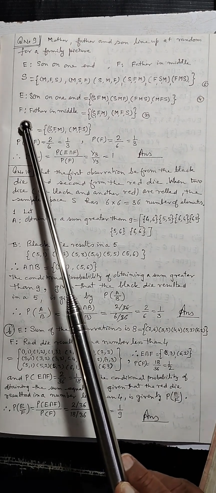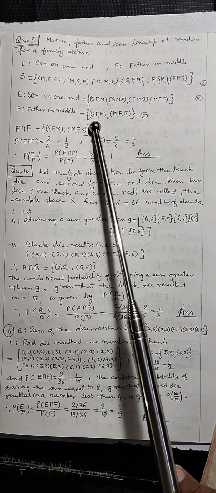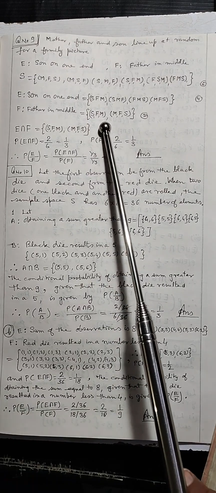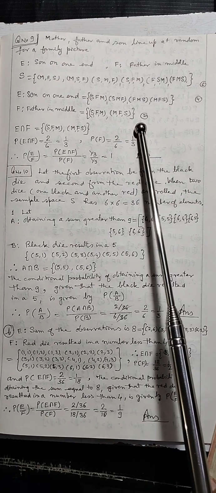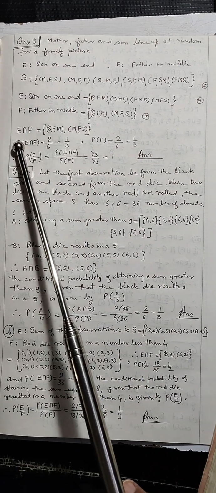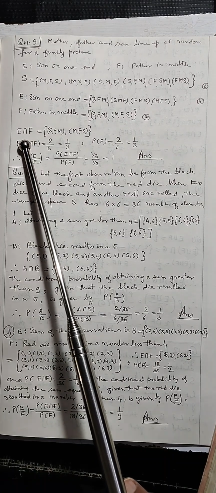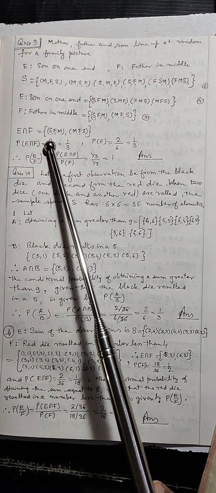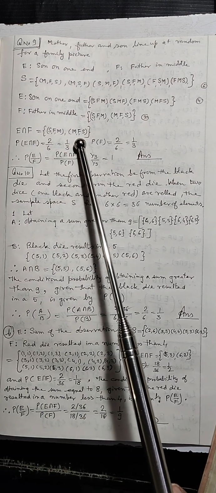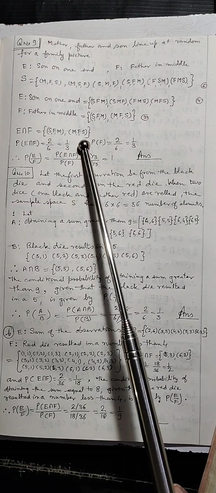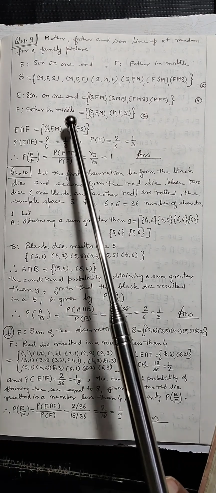Now, the F event, father in the middle. In that case, the arrangements are S, F, M and M, F, S. That is, two elements are here. So the intersection of events E and F will be equal to S, F, M and M, F, S. These are the two elements which are common in E and F.